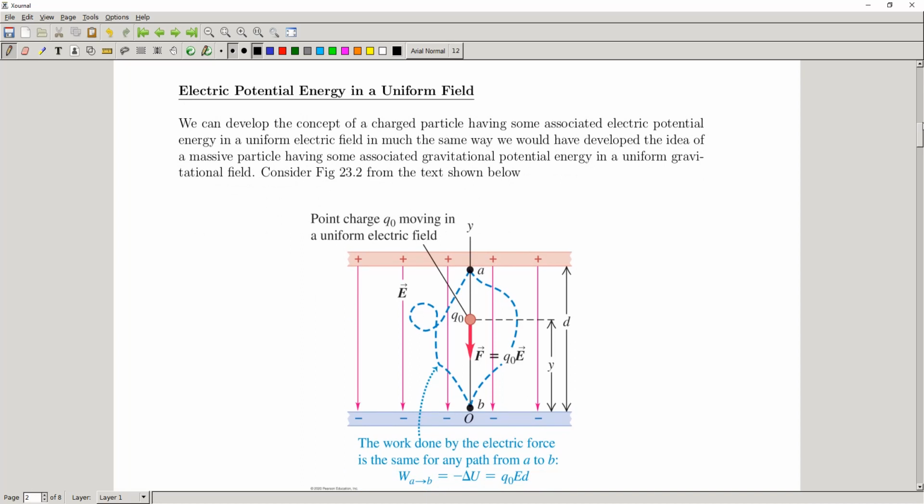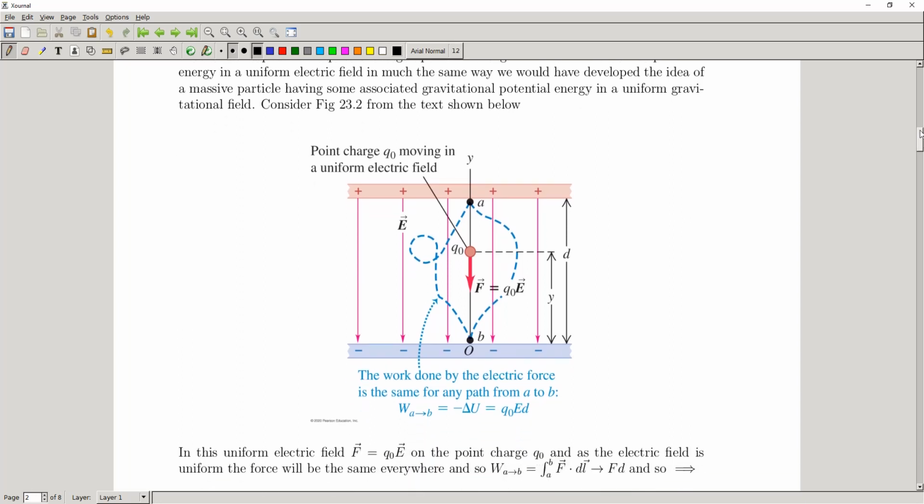And so we can develop this concept of electric potential energy the same way we develop the ideas of gravitational potential energy. So we have this nice figure down here from the textbook. This is 23.2 from the text. And if you just imagine that this was the ground, and these electric field lines were just lines of the direction in which gravity is acting on our particle, and this Q naught here, instead of being some charged particle, was just some particle with mass, this F would end up being the gravitational force, right? Not the electric force that we see here, and the whole thing would come together the same way.